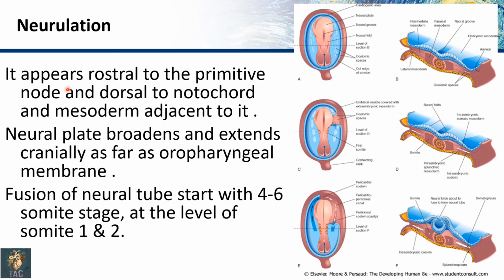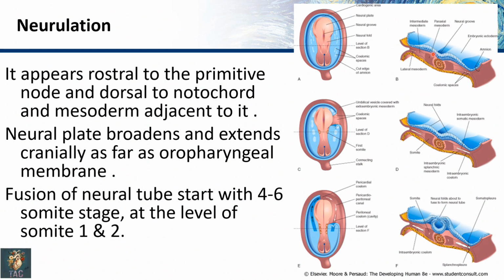So neurulation is the process that appears rostral to the primitive node and dorsal to the notochord and mesoderm adjacent to it. So please understand, this is rostral to the primitive node. At this area you can see this is the primitive node, and it appears rostral or cranial to the primitive node. So when you are looking at the surface, when it is a broad shaped structure, you can see this is the area which will form the neuroectoderm, and in cross section you can see this is the area which is present dorsal to the notochord.